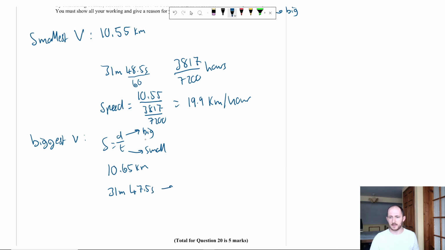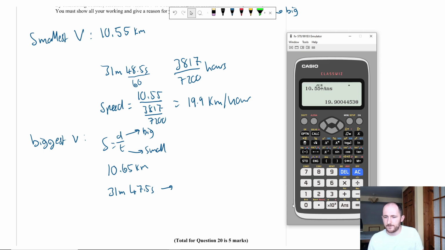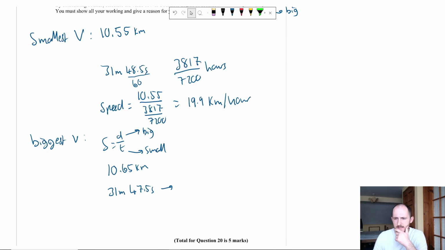We're going to do the same thing to work that out in hours. So we have 47.5 over 60. That gives me that little piece in minutes, so it's 0.79 minutes. Add it on to the 31 minutes we had originally. Divide that by 60. So we have the total number of minutes divided by 60. That gives me the number of hours. 63 over 1440 hours. Yeah?